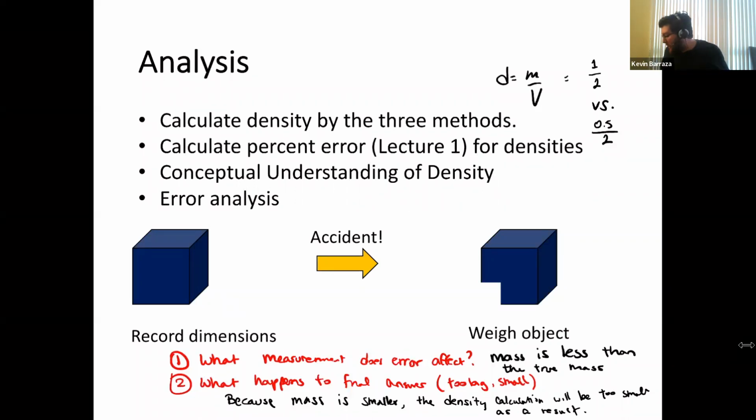So whenever there's an error analysis question, the way to respond is to ask what having this accident will do to the measurements, like what I am actually going to record in my notebook, and then how that will affect my ultimate goal. I was going to use the mass to calculate the density. So if the mass ended up being smaller than it should be, then my density is going to be smaller than it should be as a result, because mass is in the numerator of the equation.